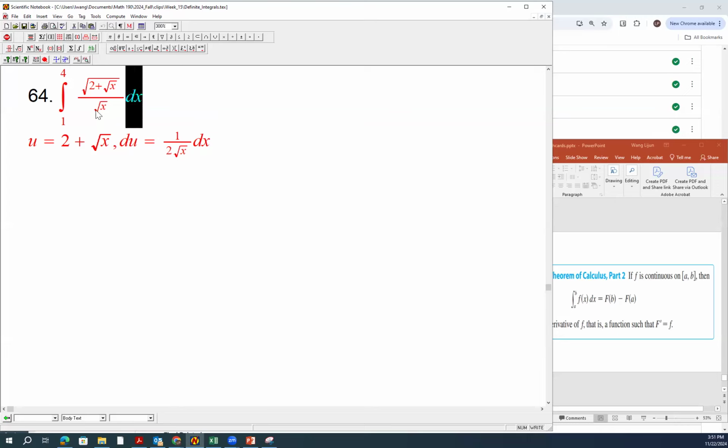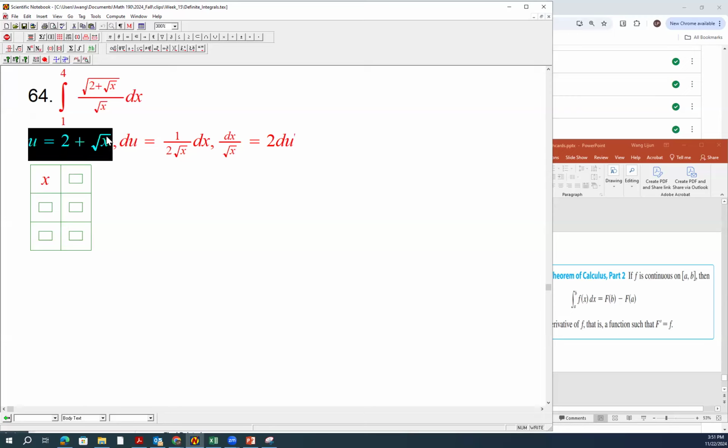You can see there's dx over √x, right? So from here, you can get dx over √x, and that is going to be equal to 2 times du. Well, we will need that substitution. And the next thing will be the table.